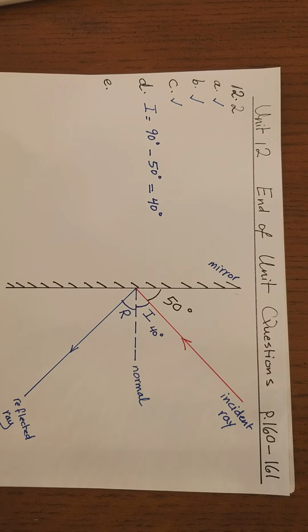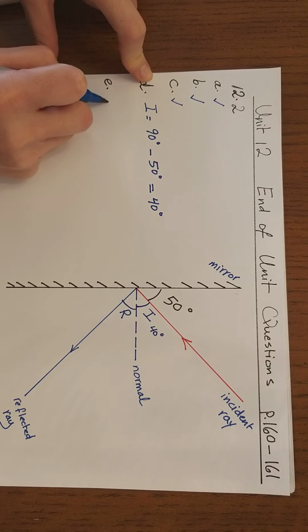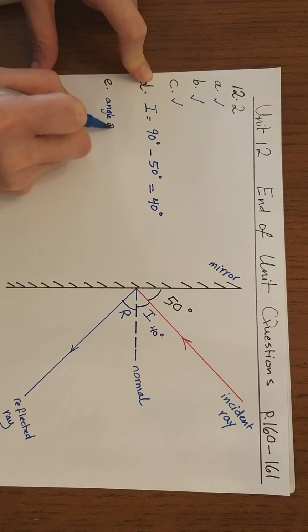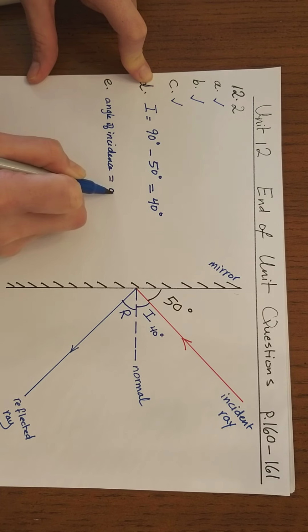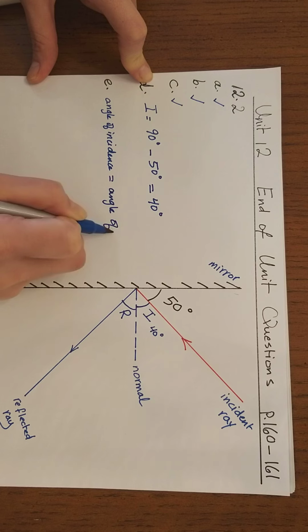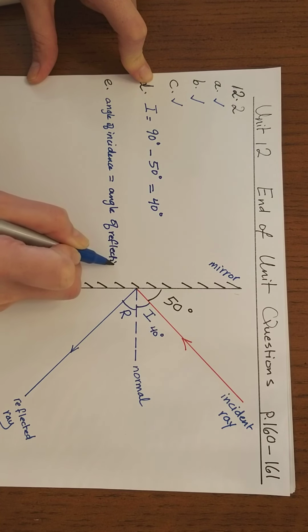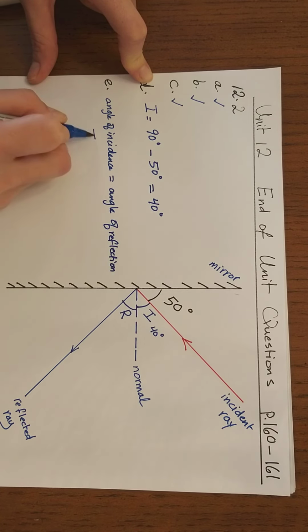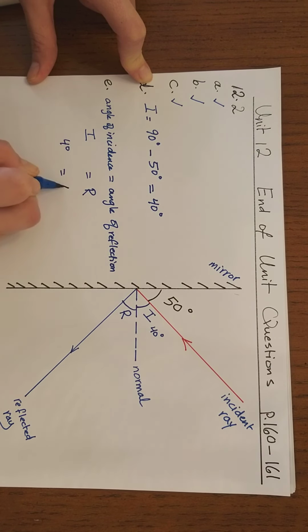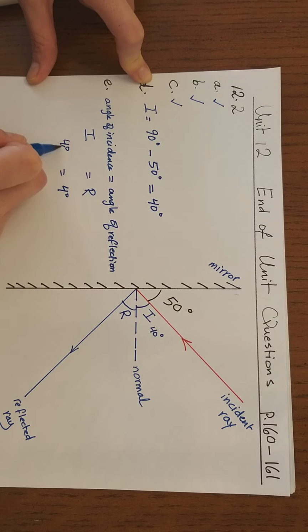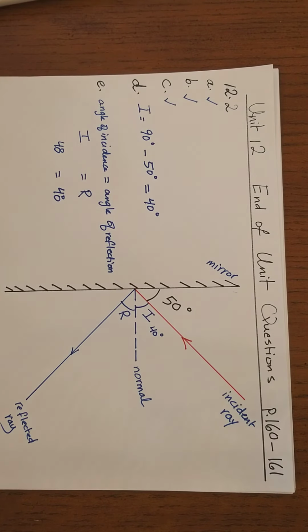E, use the law of reflection to determine the value of the angle of reflection. The law of reflection: angle of incidence equals angle of reflection. So I equals R, so 40 degrees equals 40 degrees. So the value of the angles of incidence and reflection are 40 degrees.